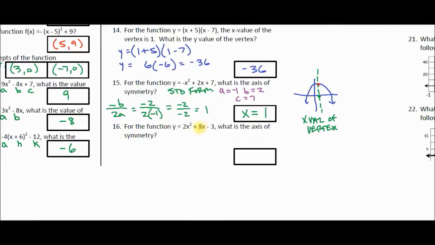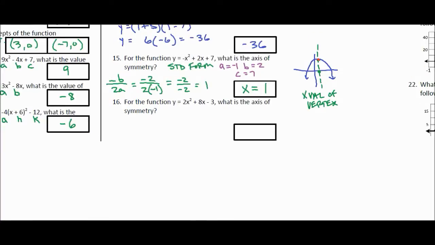For the function y equals 2x squared plus 8x minus 3, what is the axis of symmetry? So for number 16, same process. We figured out this is a standard form quadratic. Let's identify a, which is 2, b, which is 8, c, which is negative 3. We find the axis of symmetry with negative b over 2a. Since b is positive 8, it turns negative in the equation, over 2 times a, which is 2 times 2. We've got negative 8 over 4.